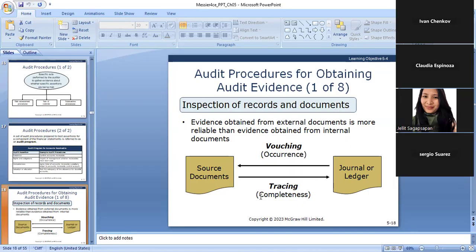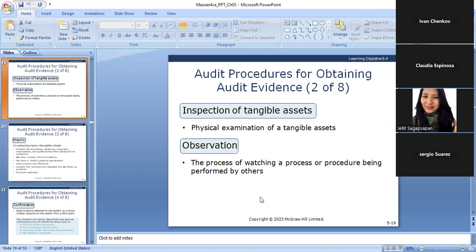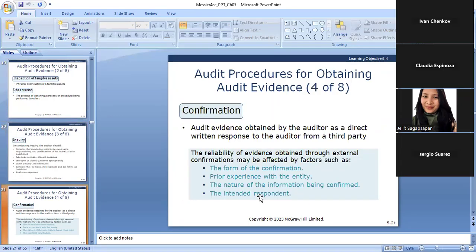Assertion, and which is the activity that we're doing in order to make sure that this assertion is achieved. So if you're chasing occurrence as an assertion, through vouching, we can make sure that this assertion level happens. If you're chasing completeness, then the activity that we have to do is tracing in order to achieve that level of assertion. So that will be a little bit interesting here.